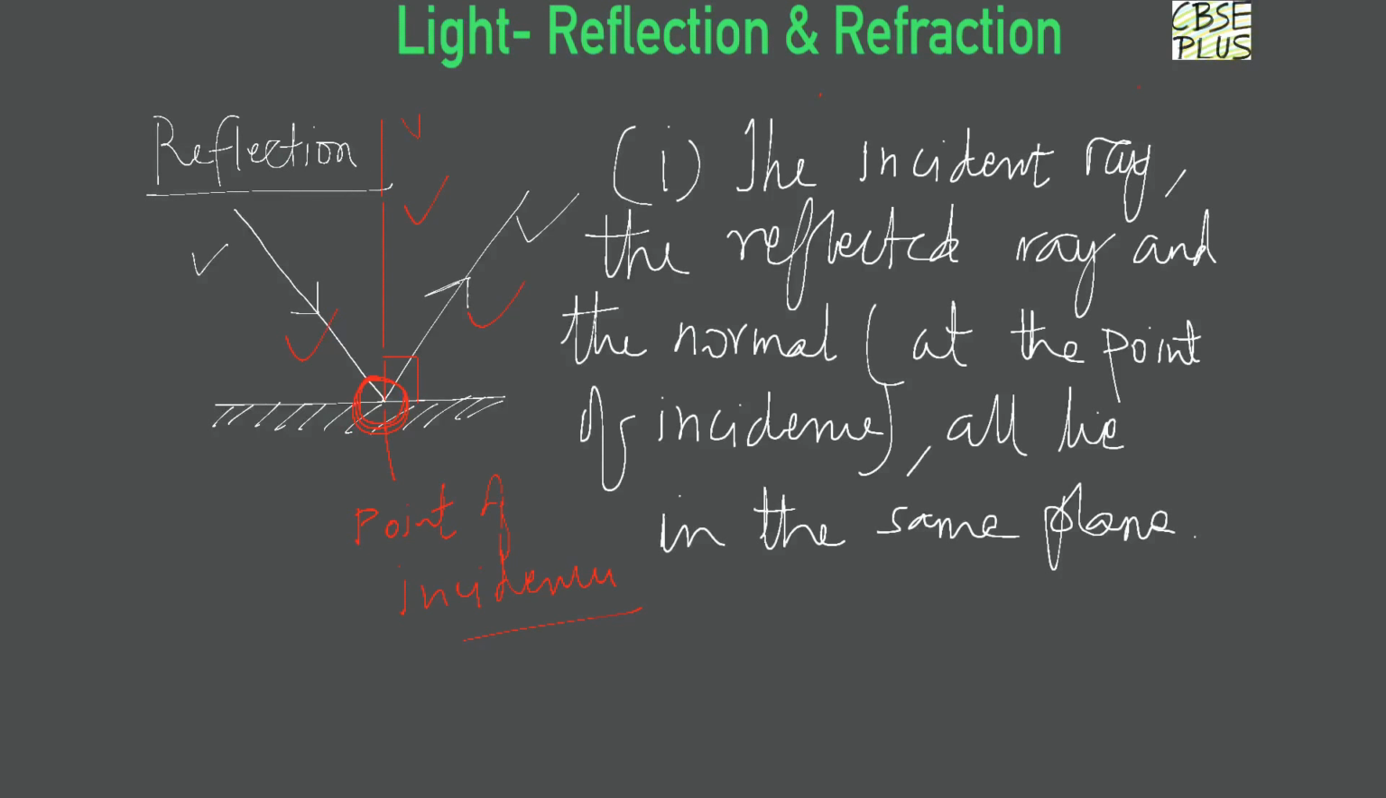So this smooth surface is nothing but a plane. Plane is just like the sheet of paper which you use to write. Your table surface is a plane. So all these three things coincide at the point of incidence, lying in the same plane.